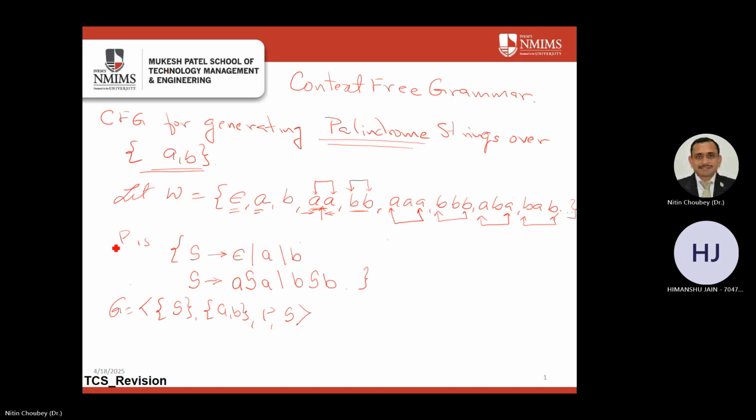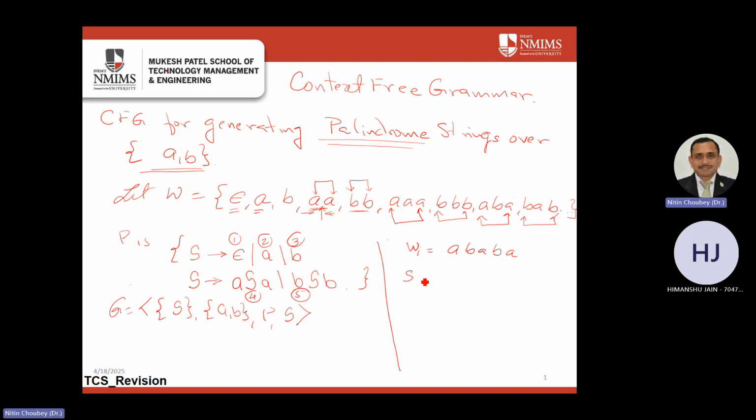Let's assume that we want to generate the palindrome strings from this created grammar. How do we proceed? If our string w, let's say, is equal to A, B, A, B, A, a string of length five, how do we generate this? Let's assume that this is your first rule, this is your second rule, third rule, fourth rule, and fifth rule of the grammar.